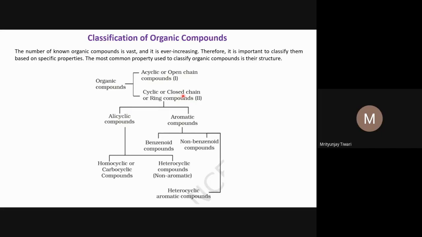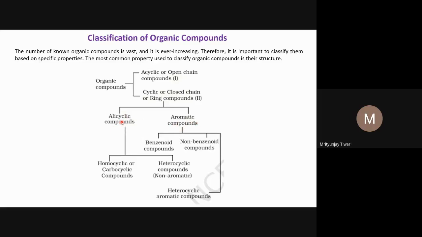And what are those branches? We'll see in a bit more detail. The open chain compounds can be straight chain compounds, or they can also have branches or side chains. And the cyclic compounds or closed chain compounds can also have substituents or branches. So the cyclic compounds are the aliphatic cyclic compounds and aromatic compounds. Their examples we have already seen.